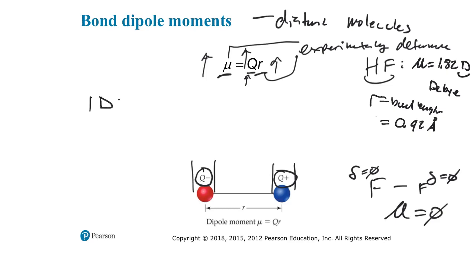So 1 Debye is actually a non-SI unit for dipole moments. The SI unit of charge is coulombs. The SI unit of distance for a bond length is meters. So the conversion of the non-SI unit Debye into the SI unit coulomb meters is 1 Debye is equal to 3.34 times 10 to the minus 30 coulomb meters. Now, this is always a given. Like, this is kind of a weird value. So if you need this on a test, you'd have this given to you.